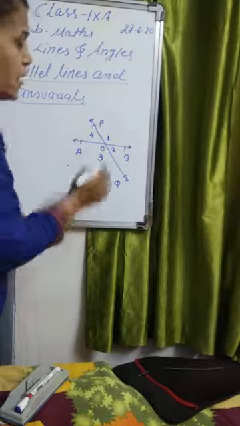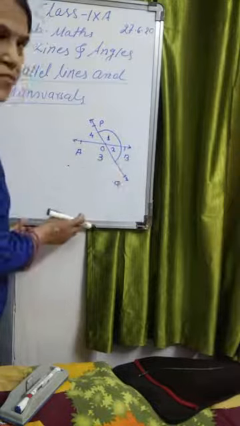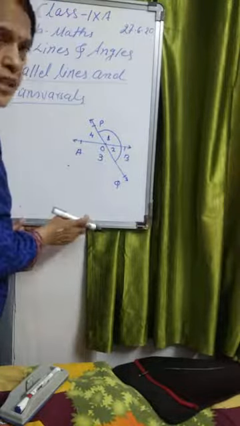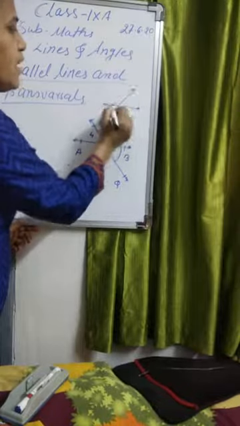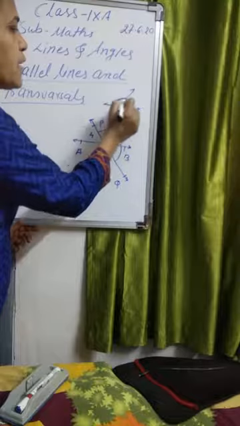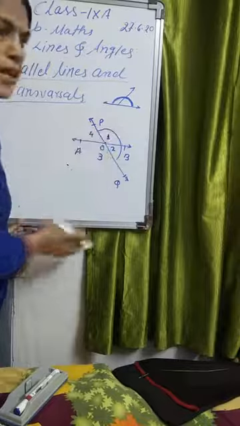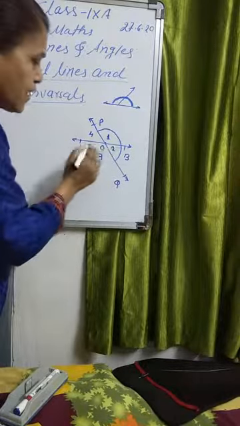Is it clear? Now see, the sum of these two angles is 180 degree. Why is it 180 degree? Because it is the linear pair. Now see, like this, you can say it is the linear pair. This one. And the sum of these two angles is 180 degree. Means angle 1 and 2.